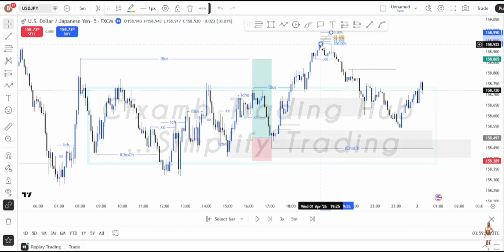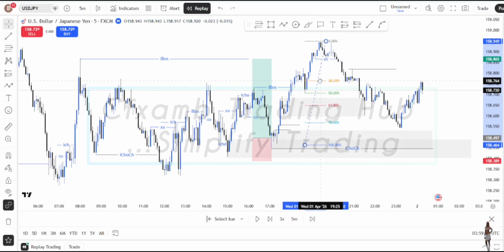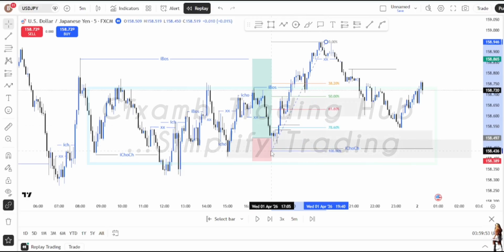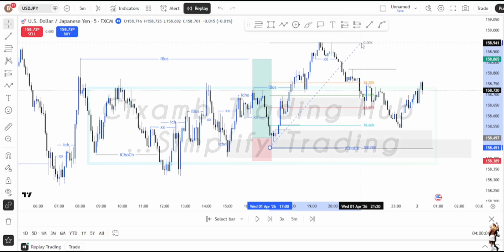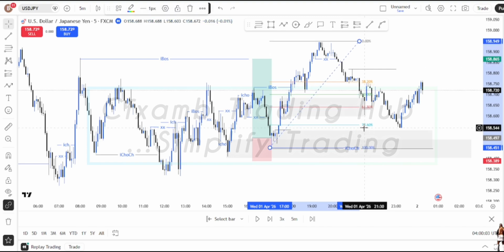Let's see, from that high to this low. You see that this zone is already 78%. Can you see now, guys? This gap is already 78%.